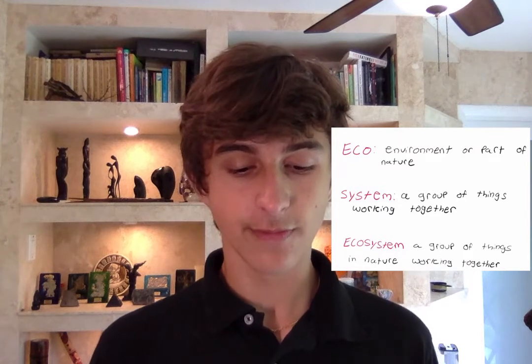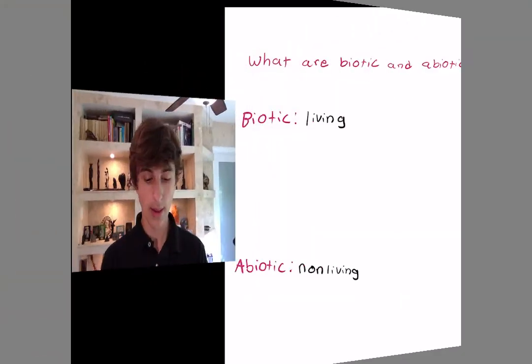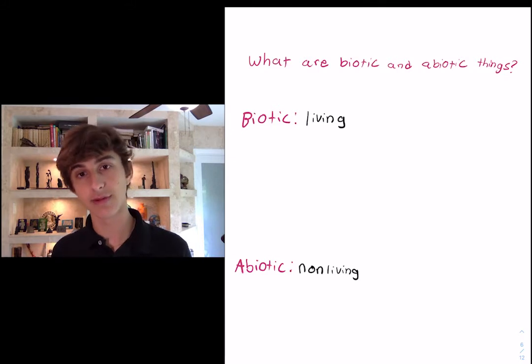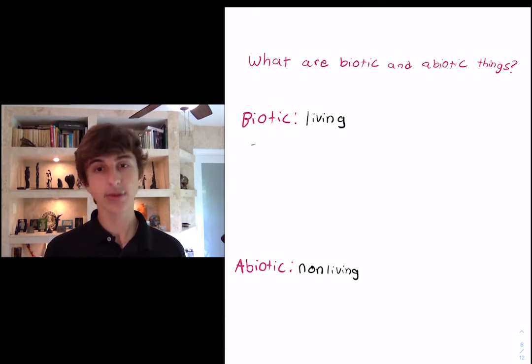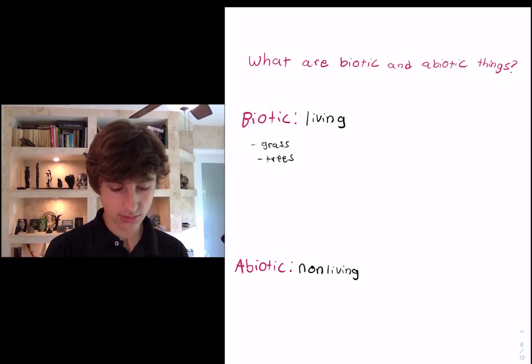So now we want to define the parts within an ecosystem. An ecosystem is mainly made up of two groups, and that's biotic things and abiotic things. Biotic things are living things and abiotic things are non-living things. Some examples of biotic things would be grass, trees, and just plants in general, along with animals.